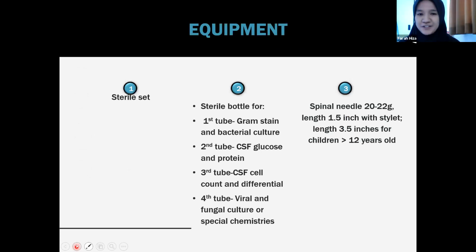So the equipment, I will show the picture later. We must have a sterile set and then sterile bottles. We usually have 4 sterile bottles. The first one is for the gram stain and bacterial culture. The second one is for CSF glucose and protein. The third one is for CSF cell count and differential. The fourth one is for viral and fungal culture and any other needed special chemistry. The third important equipment, we must have a spinal needle around 20 to 22 gauge with a length of 1.5 inches with stylet. So for lumbar puncture, we have a needle with stylet. I will show you in the picture. But for children more than 12 years old, usually the length is about 3.5 inches.